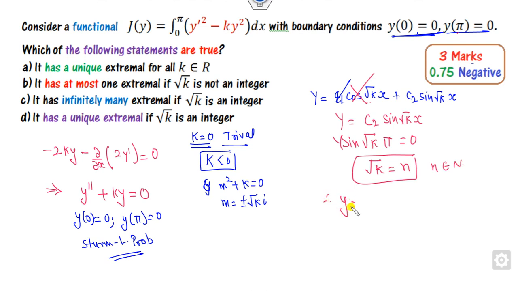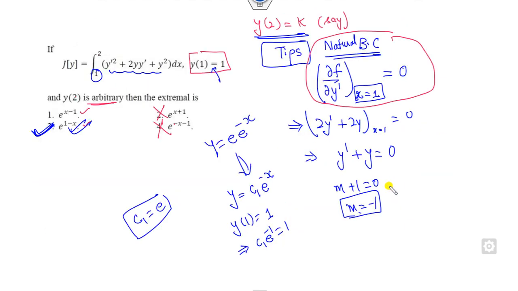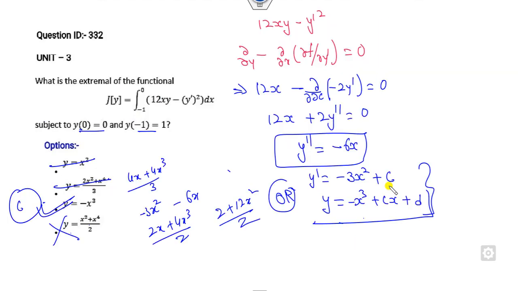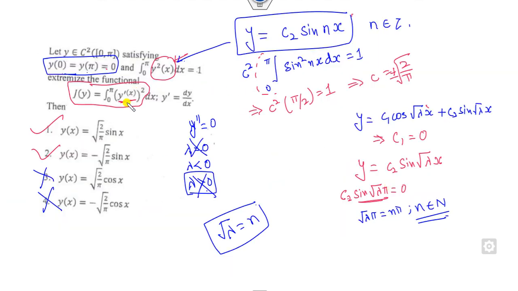So what is y? y is c2 sine of n x. This is the same question as we discussed previously. Look at that. If I go back, which one? This one. This is a similar question to this.